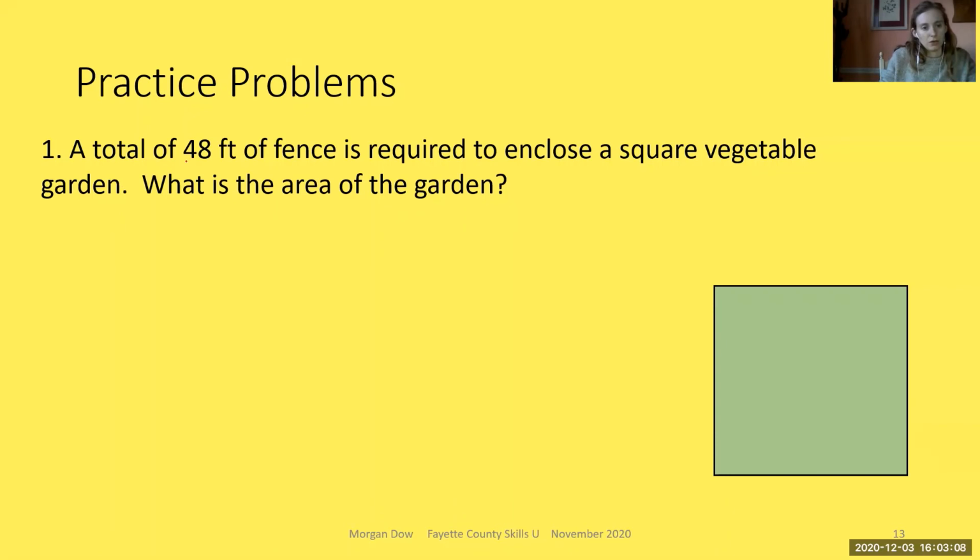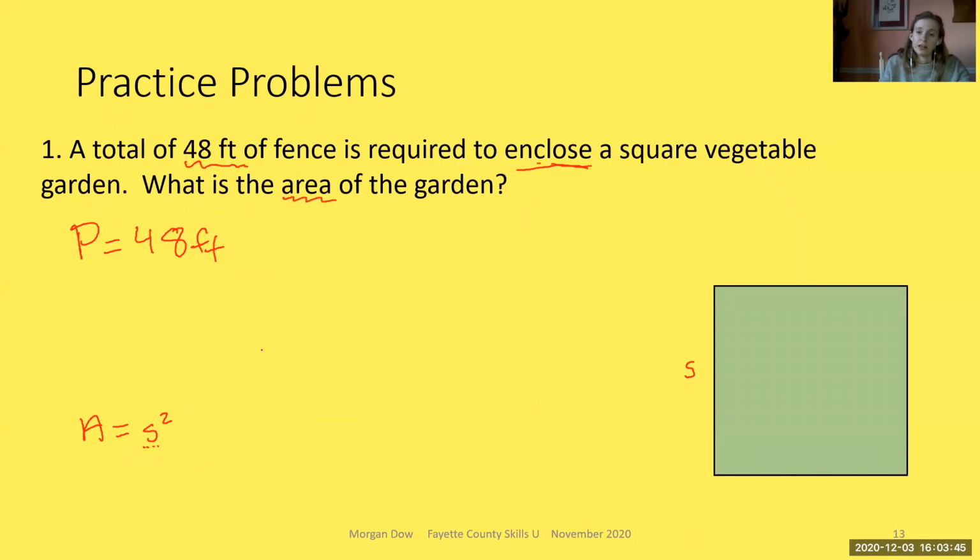All right, so we've got a total of 48 feet of fence required to enclose a square vegetable garden. This is the amount of fencing going all the way around the square. That means that 48 feet is the perimeter. And the question asks me about the area. What is the area of the garden? If I want to calculate the area of a square, the information I need to know is the side length, right? I need to know how long is one side of my square.